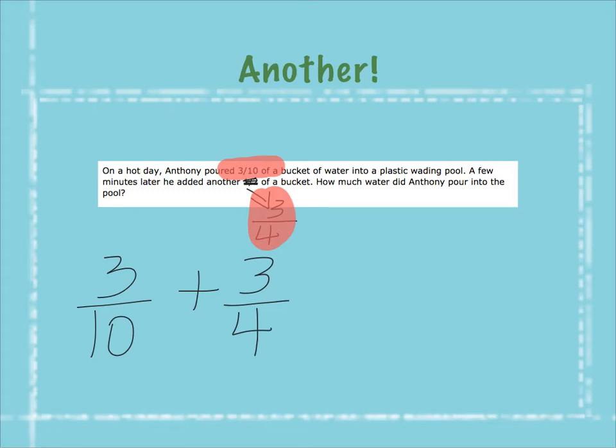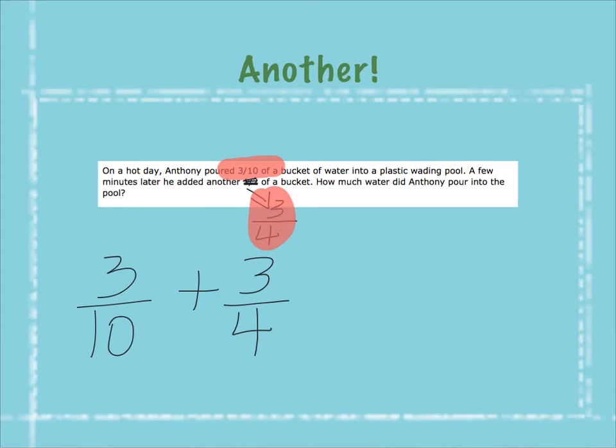Alright, so hopefully you have paused the video by now and you have solved this problem. Let's do it together. Alright, so my first step is to see if they are factors of each other. Can I fit 4 into 10 evenly? No, I cannot. So I know that I'm going to have to change both of these fractions. I'm going to write them over here so I have a little bit more room.